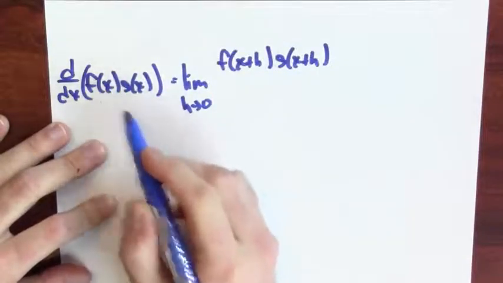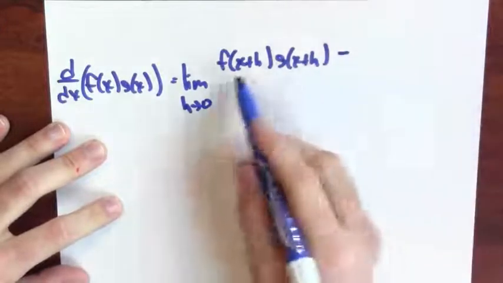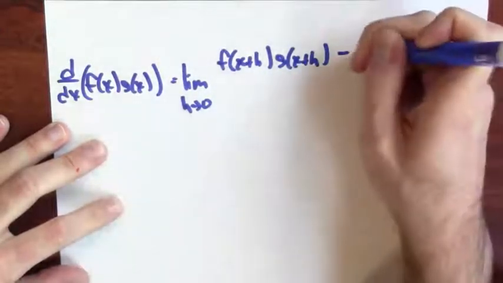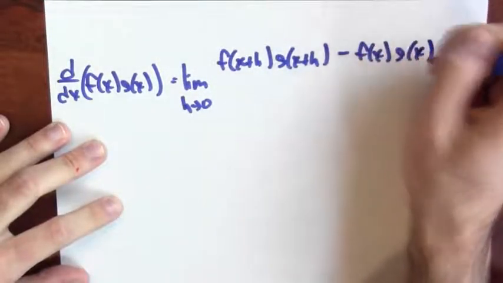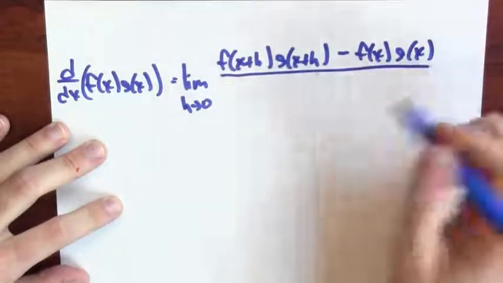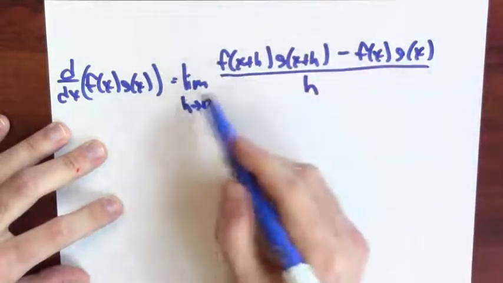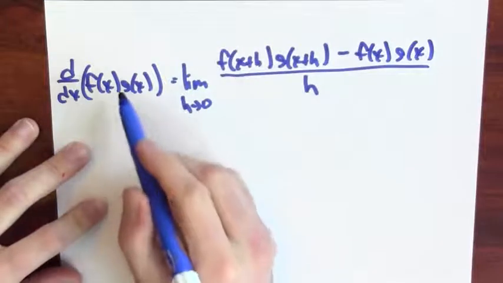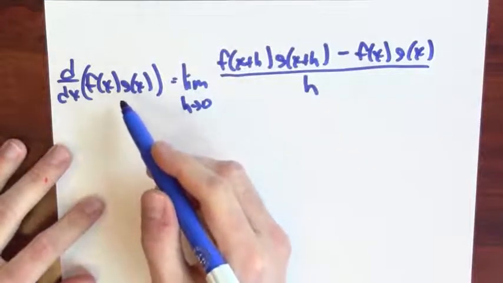So I'm plugging in x plus h. And I subtract the function evaluated at x, which is just f of x times g of x, and I divide that by h. So it's this limit of this difference quotient that gives me the derivative of the product. How can I evaluate that limit?